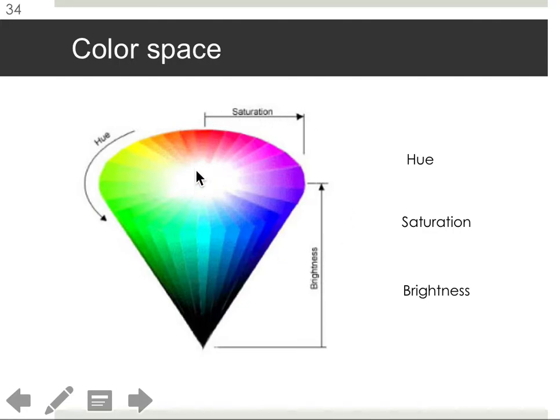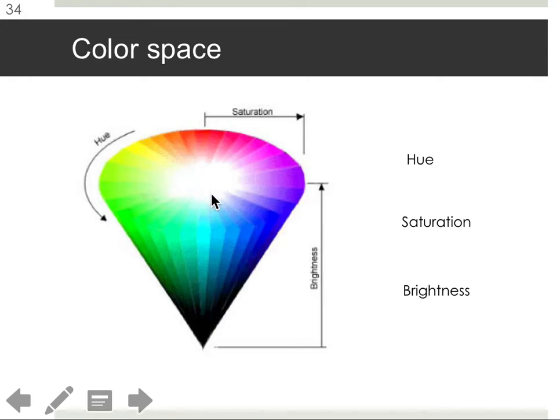Saturation is the purity of the color, right? So that can be measured in percent from the center of the cone, which is 0 saturation, all the way to 100% saturated. Right? So at 0% saturation, you basically don't have hue, right? Because white doesn't really have a color.